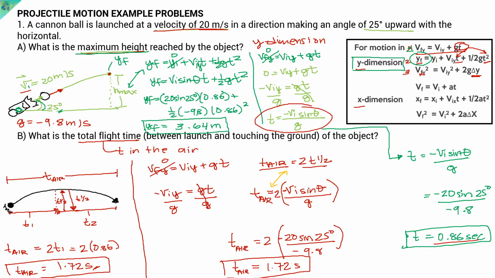T is equal to VIY over G. And we know that VIY is actually VI sine theta. And according to our premise here, this t1/2 here is actually doubled for us to be able to search for the time in the air. And that's what we did. After that, we plug in our value here, and our final answer is 1.72, same as the last idea. So you may use either of the following. So that's how you search for the maximum height and the total flight time.